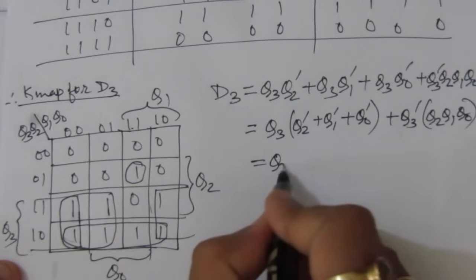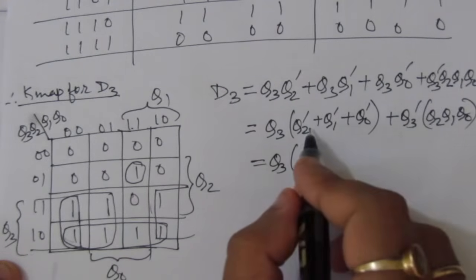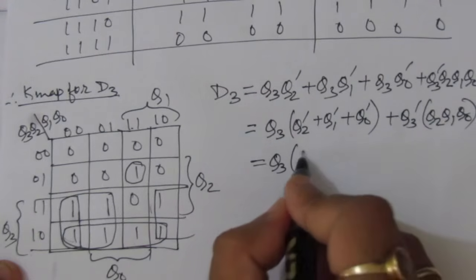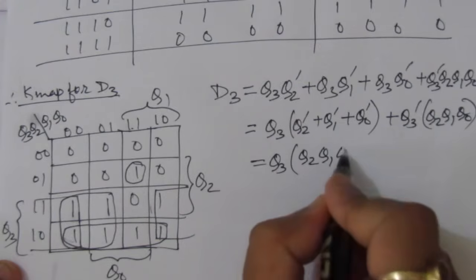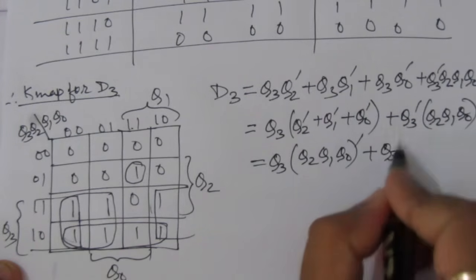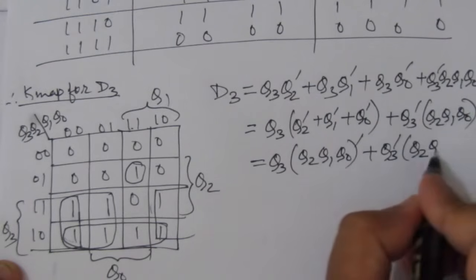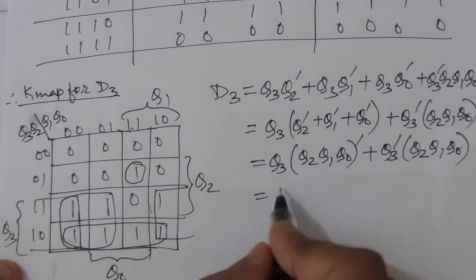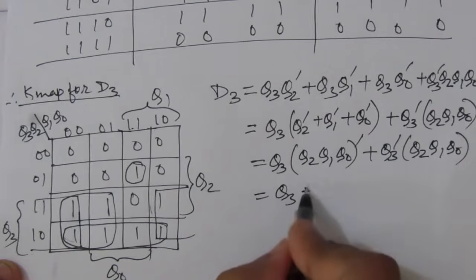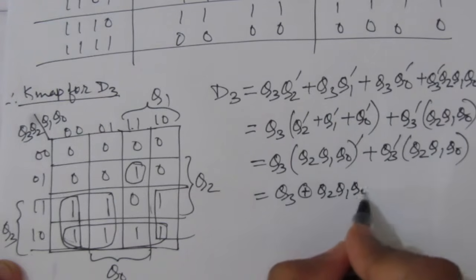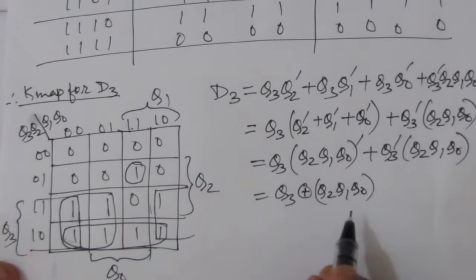We can write it as q3 whole into a bar plus b bar plus c bar expression, so we can write it as abc whole bar. So q2 q1 q0 whole bar plus q3 bar q2 q1 q0. Okay, so here we can see that a b bar plus a bar b form, so we can write it as q3 XOR q2 q1 q0. That means now we have simplified this expression.